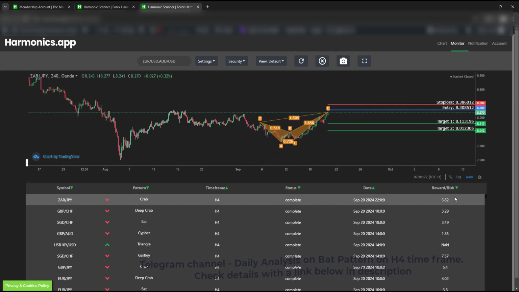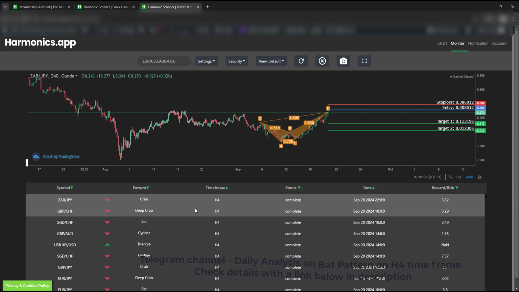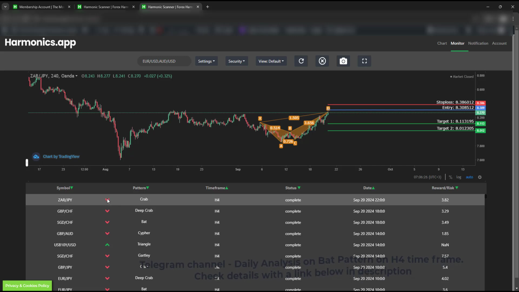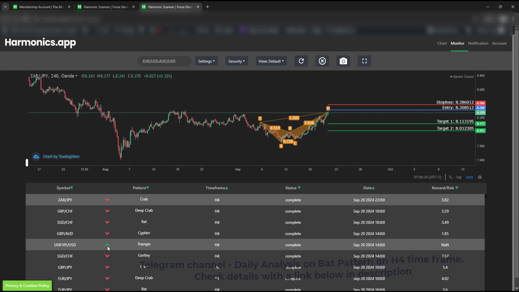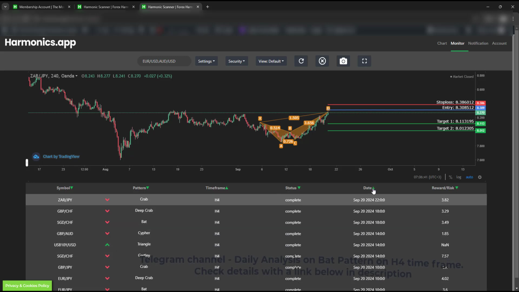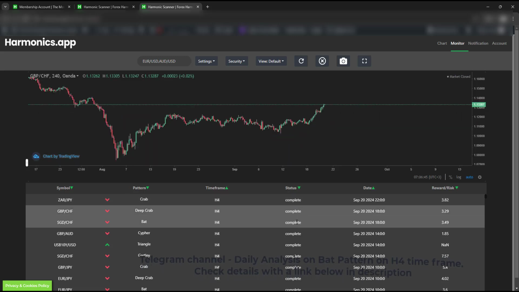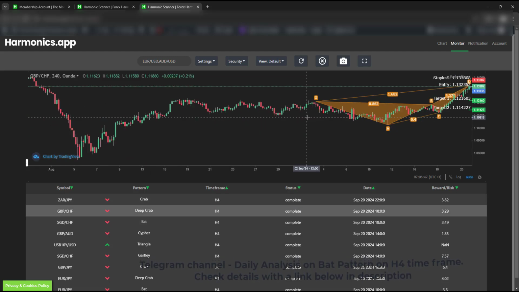The details are also the risk to reward ratio, and you have also visible here in which direction the pattern has been created. Is it bullish or bearish? The red arrow is bearish, the green arrow is bullish. So for the best, it is always good to sort based on the date. Then you have the status, which ones are complete, are ready for trading. You can also make the analysis.